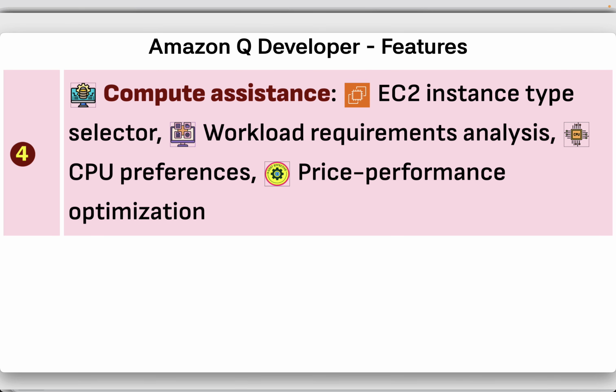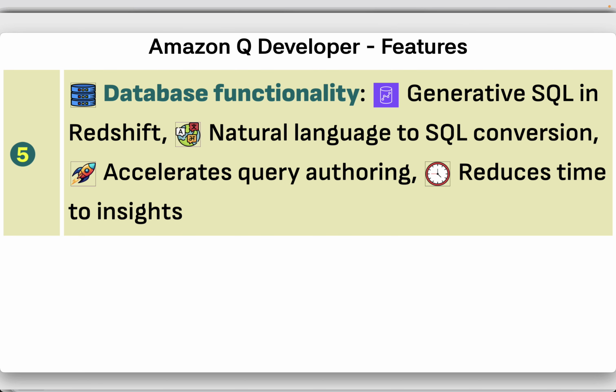Compute assistance includes an EC2 instance type selector that considers workload requirements, CPU preferences, and price performance priorities to recommend optimal instance types. Database functionality offers generative SQL in Amazon Redshift to convert natural language queries into SQL, accelerate query authoring, and reduce time to insights.